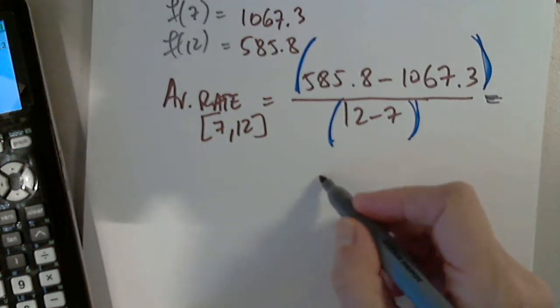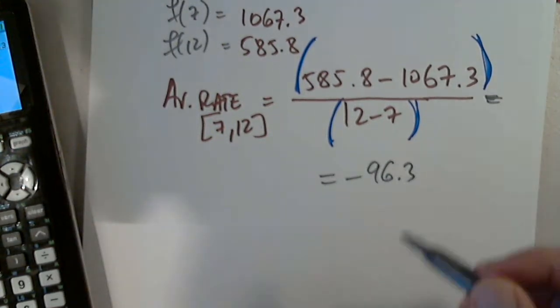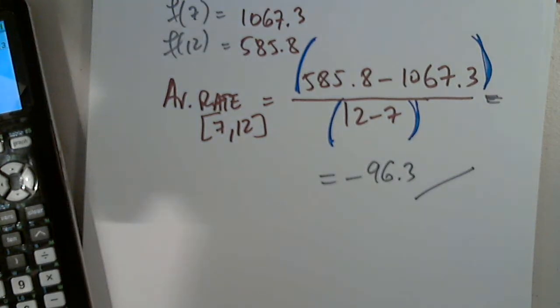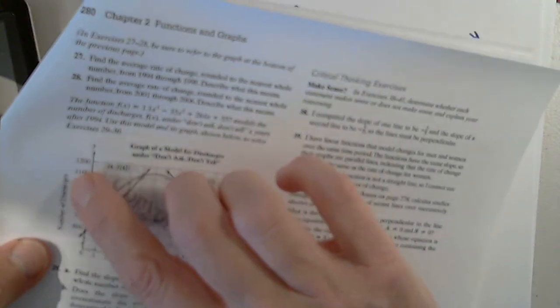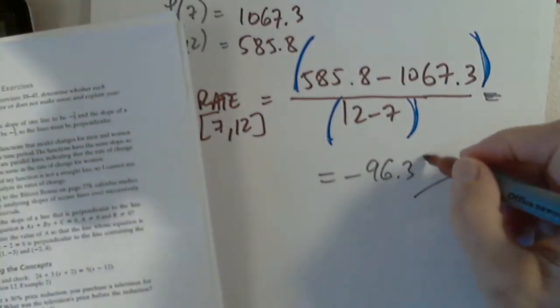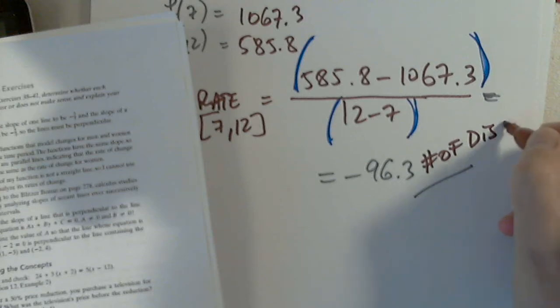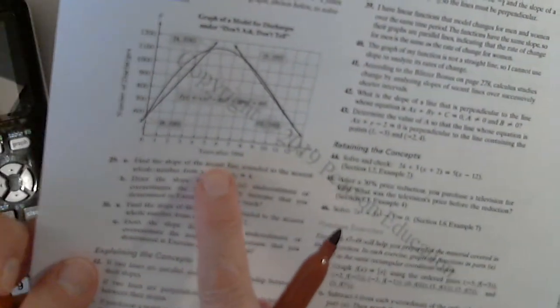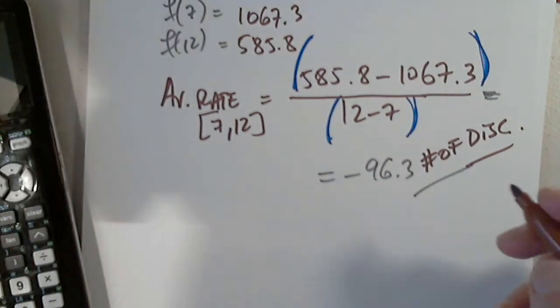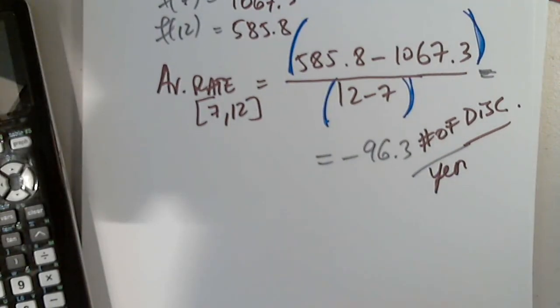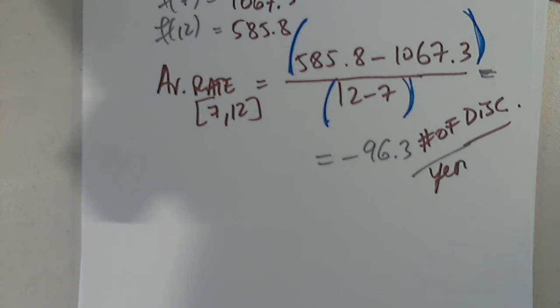Let's discover the measurement unit. It has to have 2 measurement units. Let's see what is on the y-axis. Number of discharges. Fine. What is on the x-axis? Years after 1994. So number of discharges per year. From this till this. Any questions?